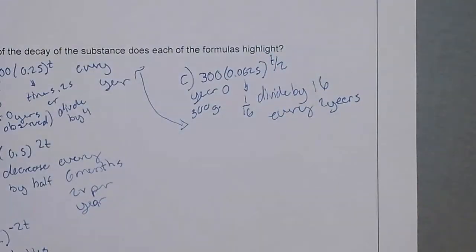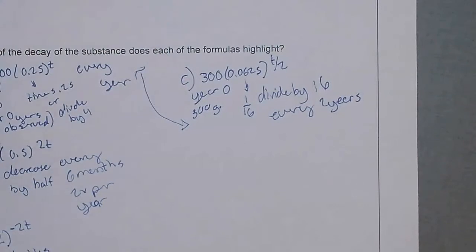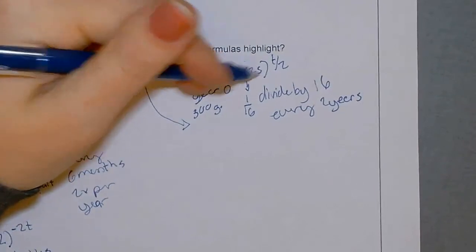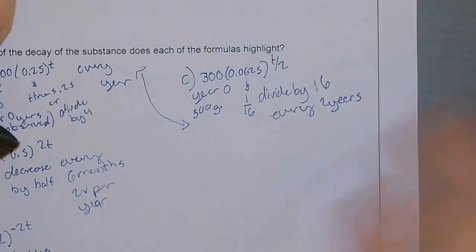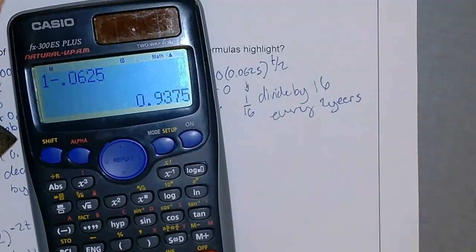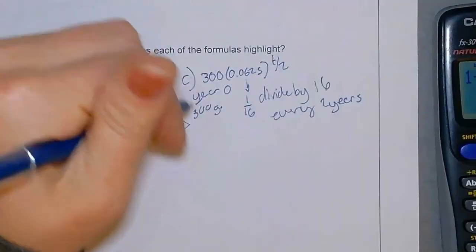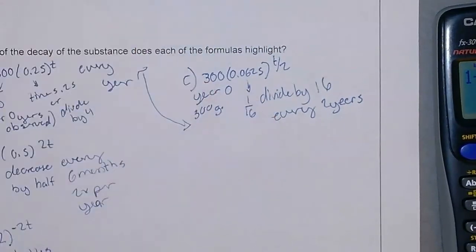Or you would decrease by, because this is 6.25%, so we're decreasing by 93.75%. Okay, so D we already did.